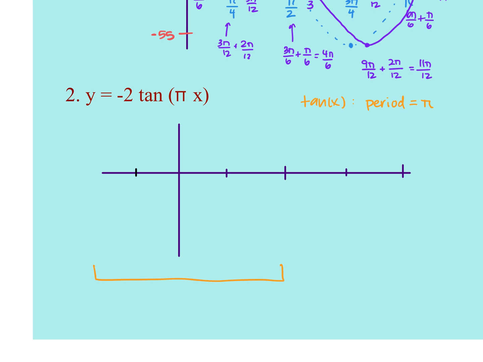Okay, but I don't have the parent function. I see some transformations here as well. Okay, we're actually going to have 3 transformations. If I take a look at this a value of negative 2, there's a reflection in there and there's a stretch. So that negative 1 is going to be a vertical reflection, and the 2 is going to be a vertical stretch of 2.